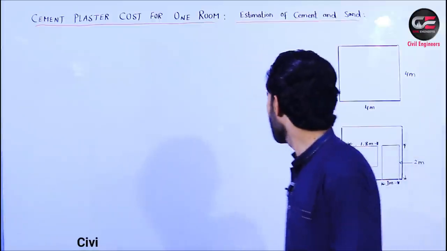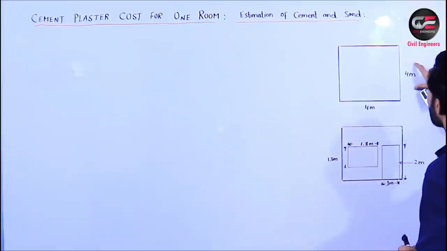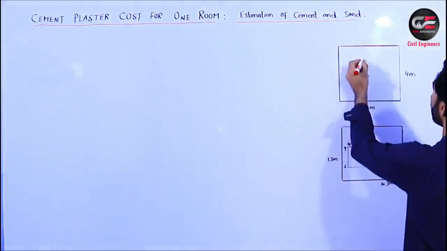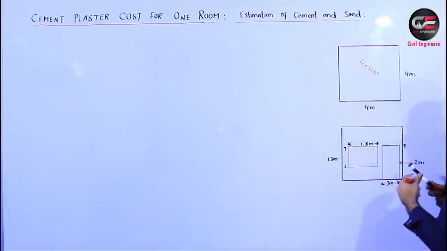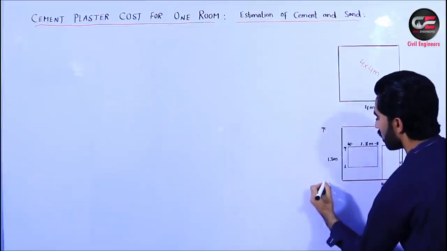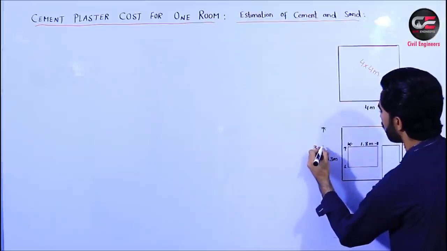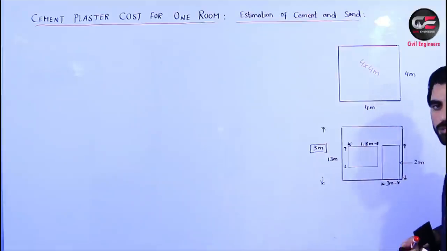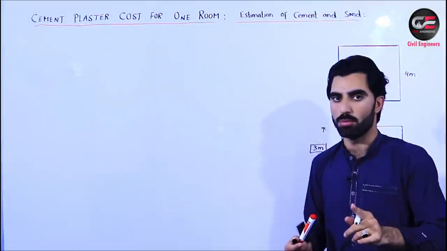So let's start guys. First of all, the size of the room is 4 by 4 meter. And the height of the room is 3 meter. This is the height of the room and this is the size of the room, 4 by 4 meter. So how can we find the quantity of cement and sand for one room, right?